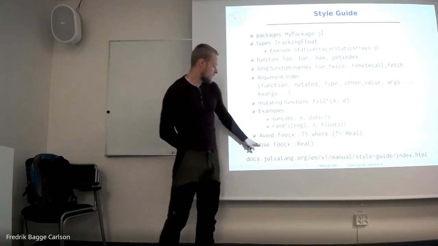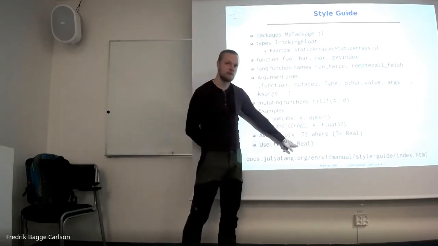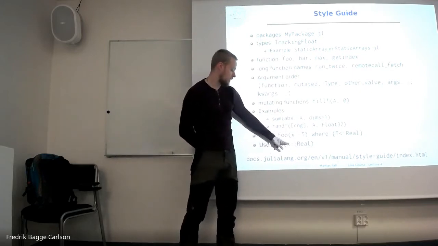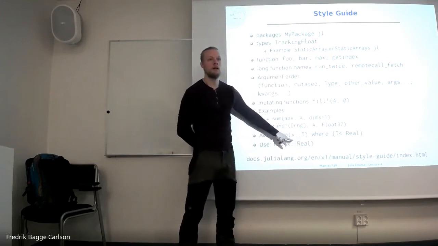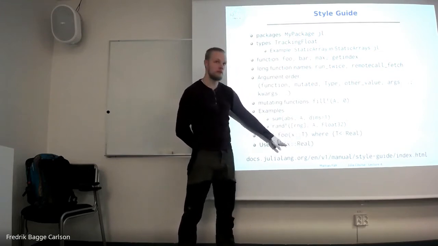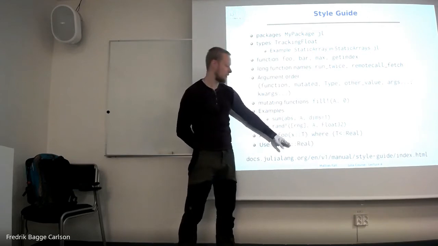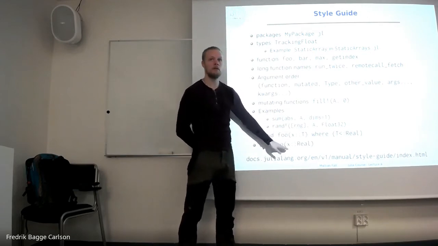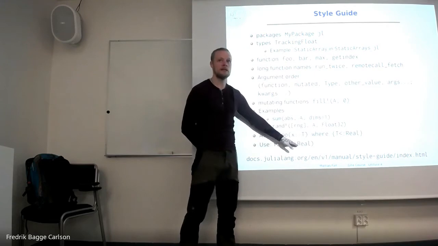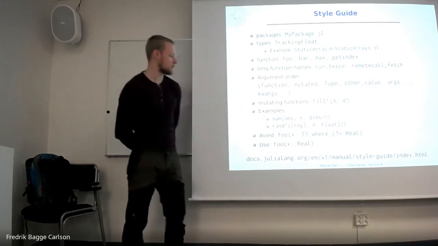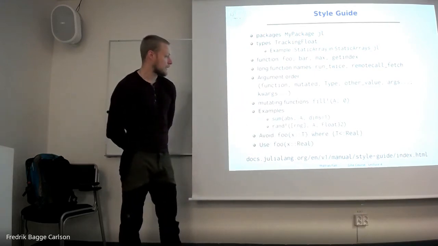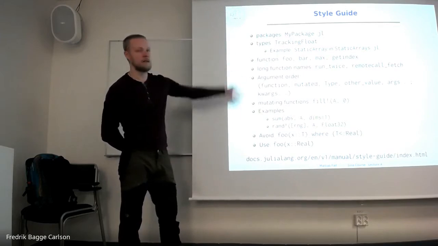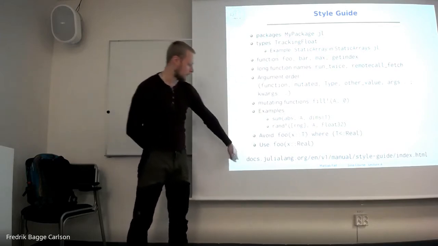Here is another convention. We say foo(x), it accepts a Real. So a lot of people write Float64 here. But there is typically no reason to restrict yourself that heavily. If the function would work equally well for any real number, try to be as loose as possible in the type restrictions here. And there is a long list of additional style guide in the documentation.